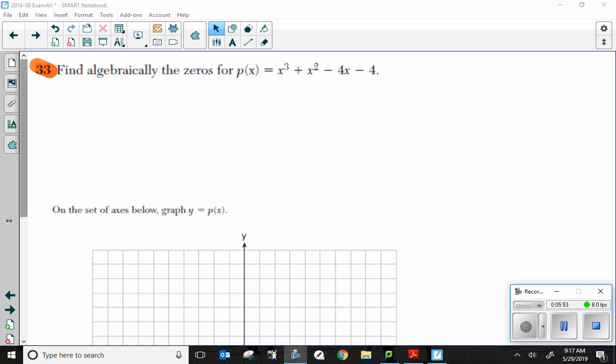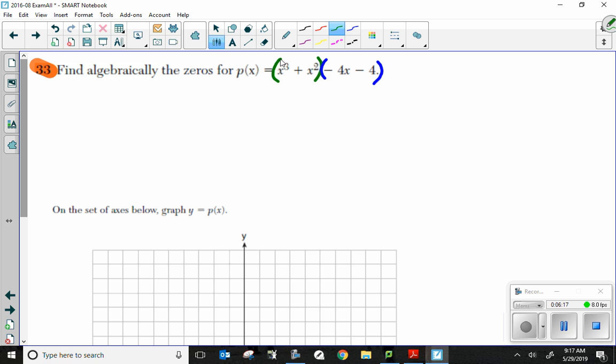But anytime I have more than 3 terms, if I have 4 terms, chances are I'm going to have to factor by grouping, especially algebraically. There's no other way that we teach you algebraically to solve for zeros with 4 terms other than factoring by grouping. So let's go ahead and do that. I take the first 2 terms here and group them. And I take the second 2 terms. That's why we call it grouping, in case you didn't know.